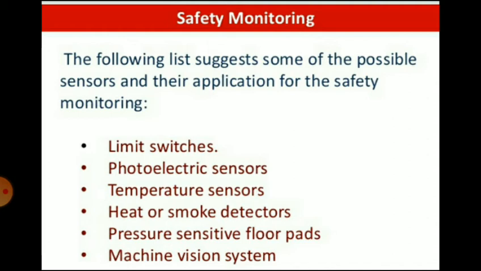Next is heat or smoke detectors. Heat or smoke detectors are used to sense fire hazards. Next is pressure sensitive floor pads and machine vision system. Now the system engineer has to anticipate the particular hazards and the system is provided with the sensing capability to detect that hazard. Otherwise, the safety monitoring system cannot recognize it.